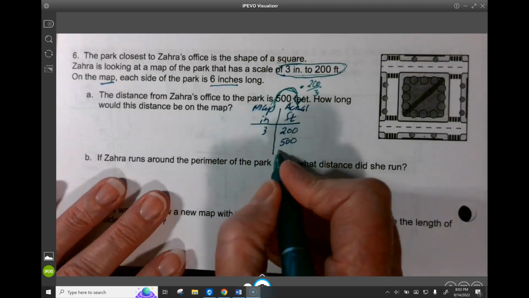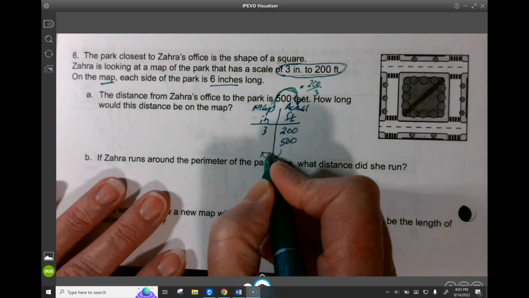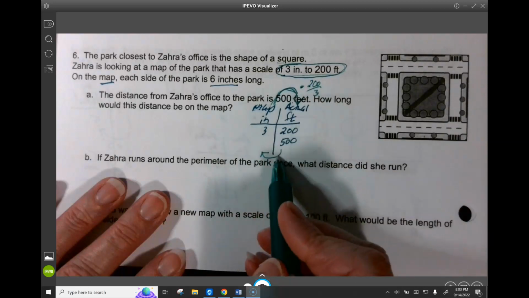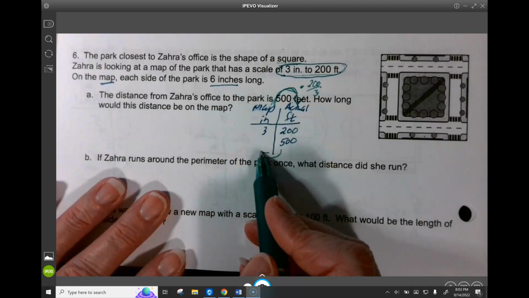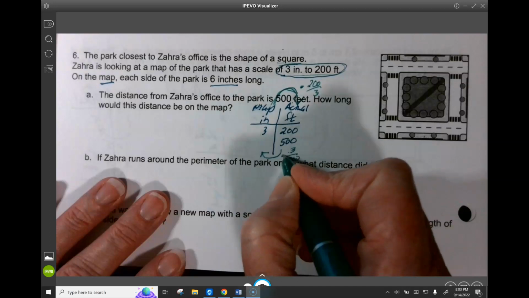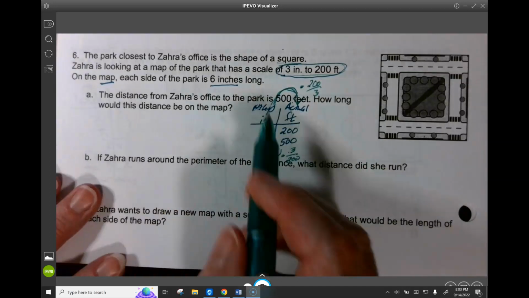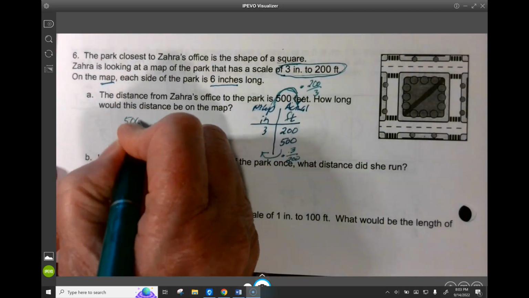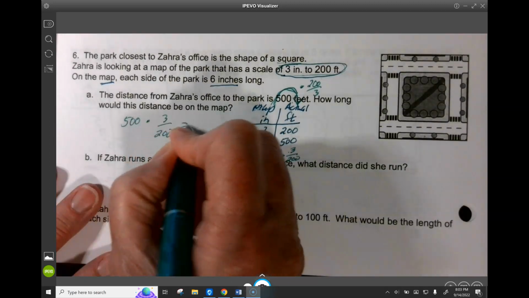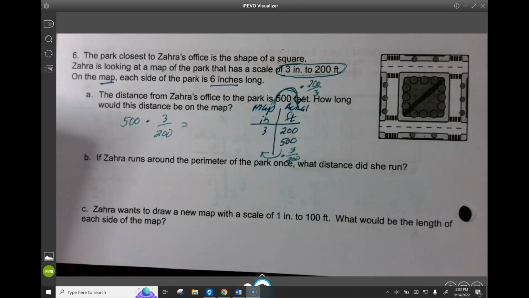But look, I'm going from the actual park back the other way. Okay, so this way I go 200 over 3. What am I going to multiply back going over this way? Exactly. Hopefully you said 3 over 200. That's what you're going to multiply by. So you're going to take this distance of 500 and you're going to multiply times 3 over 200. Okay, you can take out your calculator and figure out what that would be.